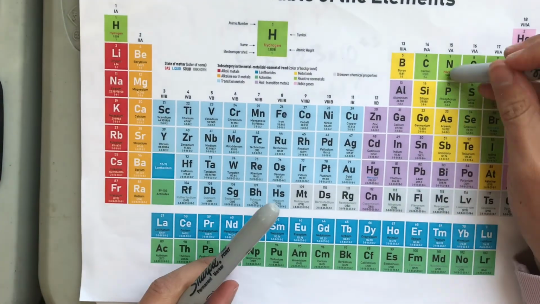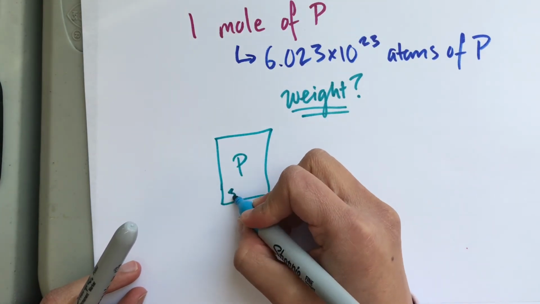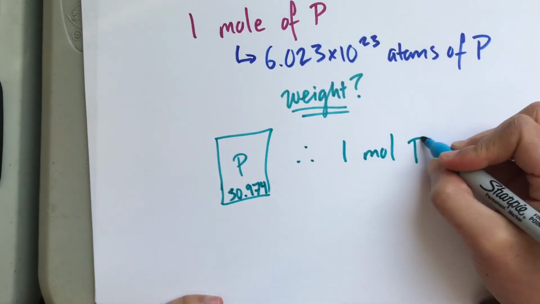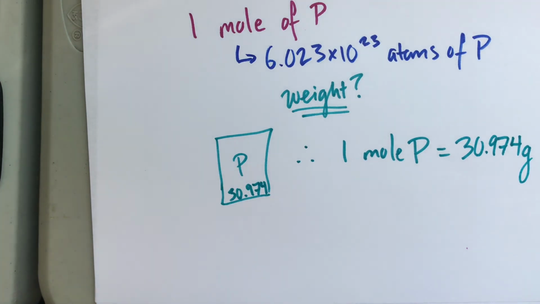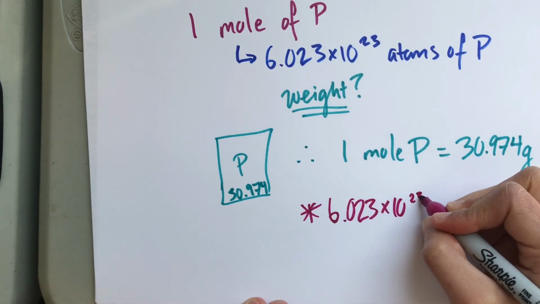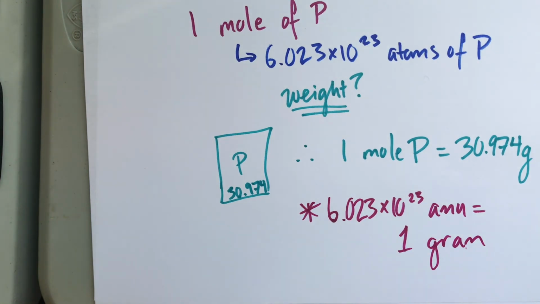We want to know the weight of this. So we look at phosphorus and expand that here. Phosphorus has this number on the bottom, 30.974. That means that one mole of phosphorus is going to weigh 30.974 grams. This number, Avogadro's number, we're going to talk about in the future. It's just helpful to note that 6.023 times 10 to the 23rd AMUs equals 1 gram. I will see you guys next time. Good luck on your homework.